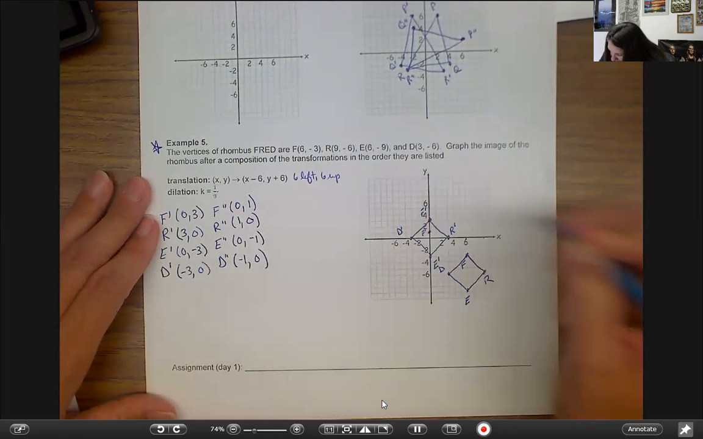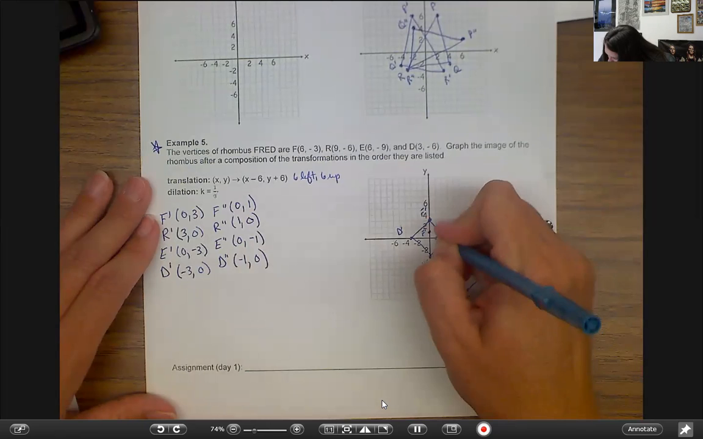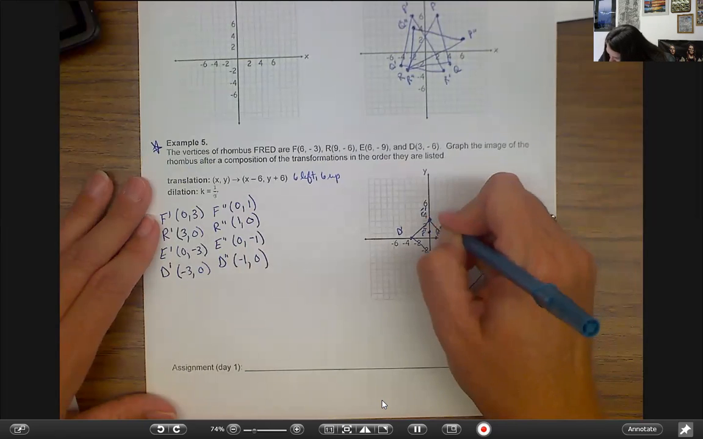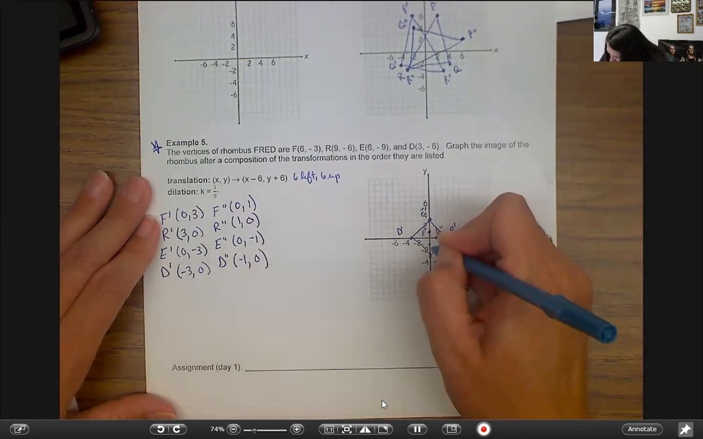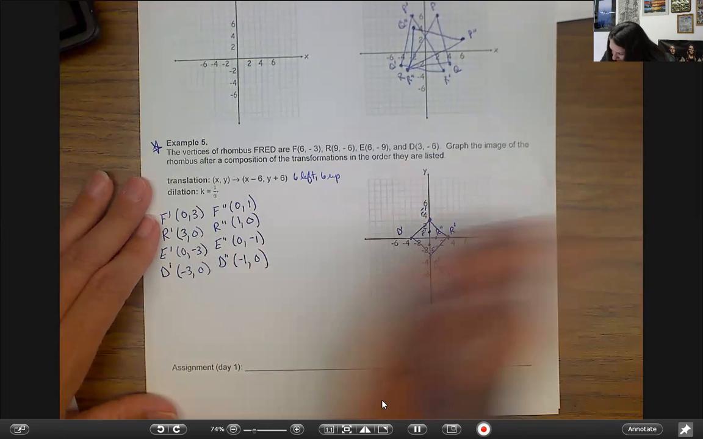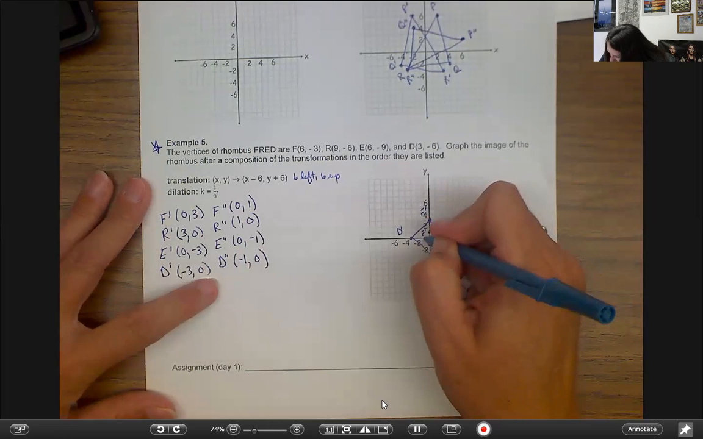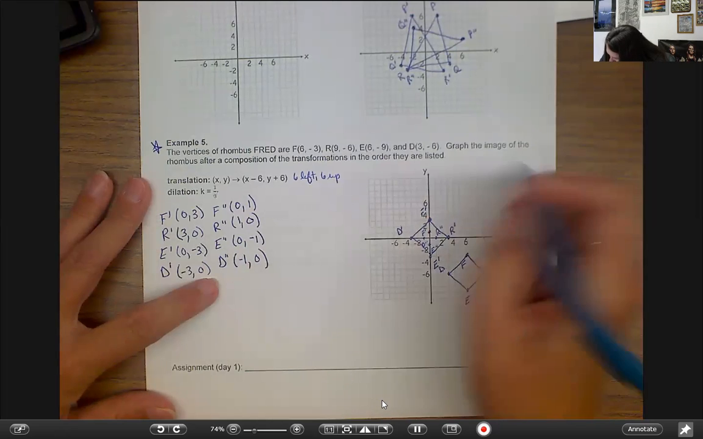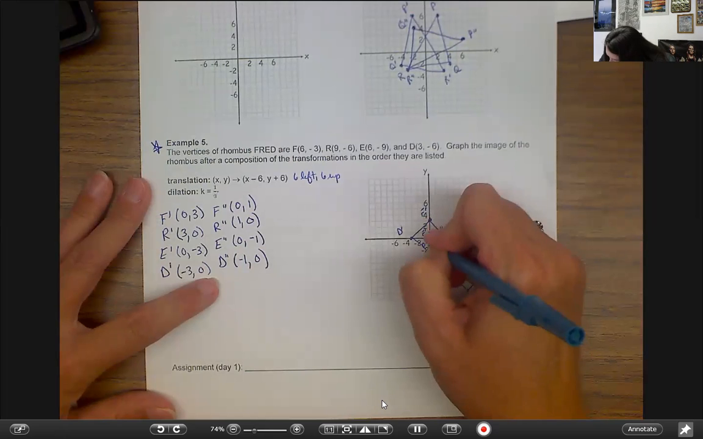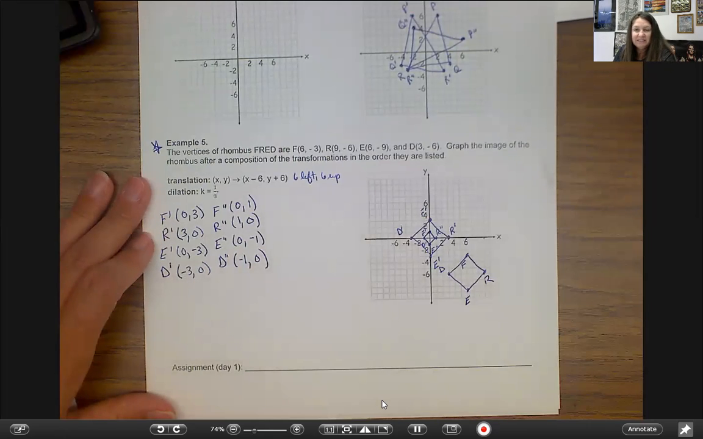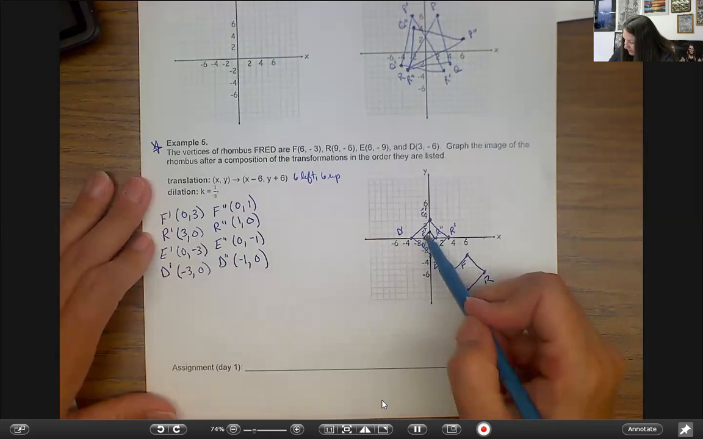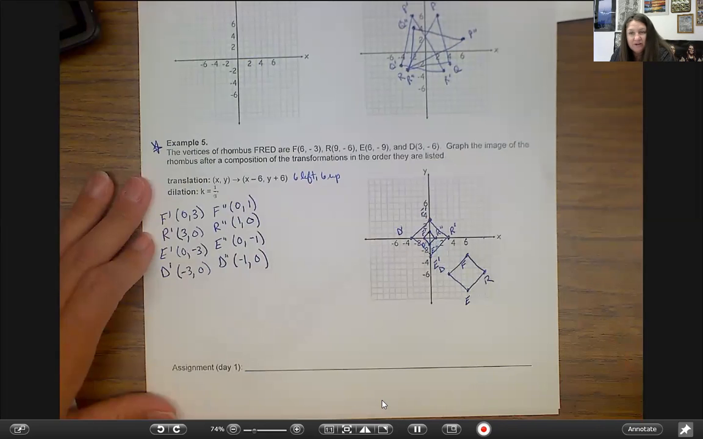So now I am at 0, 1. There's F prime. 1, 0, there's R double prime. 0, -1, there's E double prime. And -1, 0, there's D double prime. And there's our shape. Same shape, just a smaller size, 1/3 of the size, as our dilation.